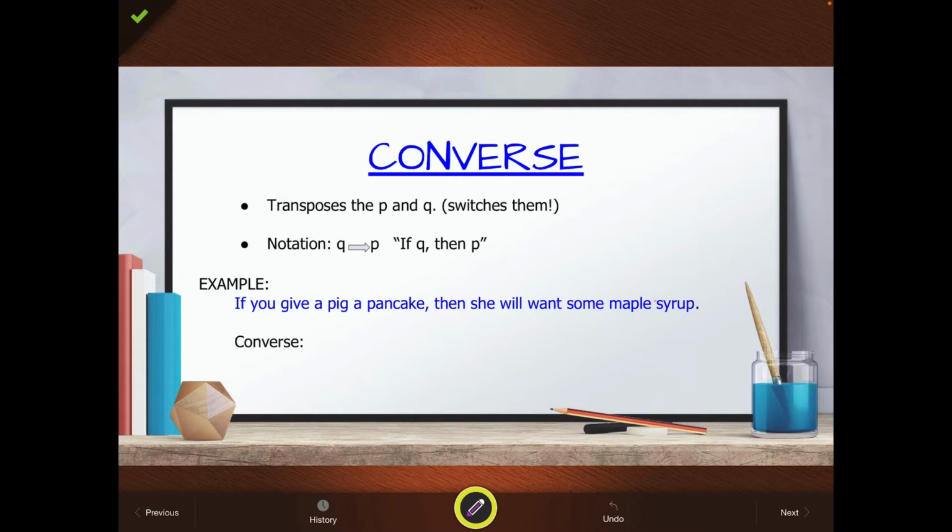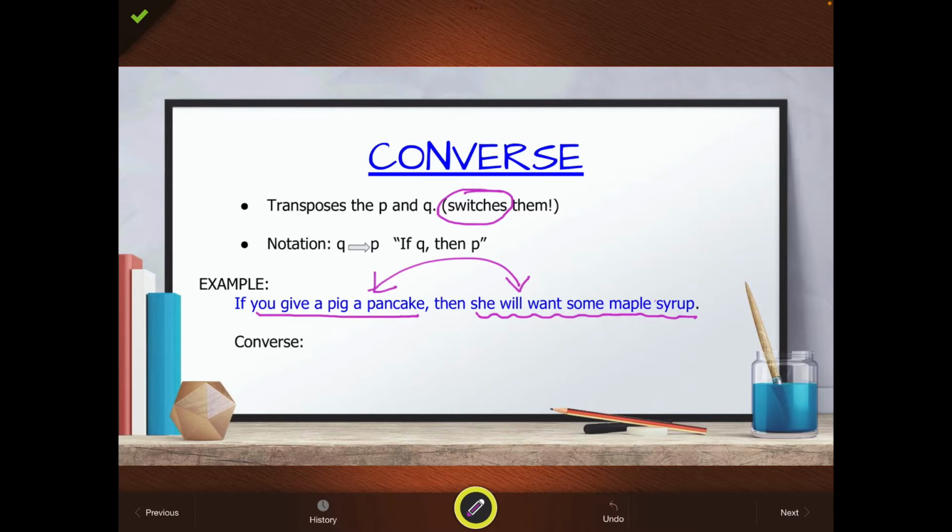It switches your hypothesis and conclusion. So if you want a keyword to remember for converse, when you think converse, switch should pop into your head. So let's see that in action so it makes sense. If you give a pig a pancake, then she will want some maple syrup. So again, what we're going to do is we're going to take our hypothesis and we're going to switch it with our conclusion. So these are going to switch.